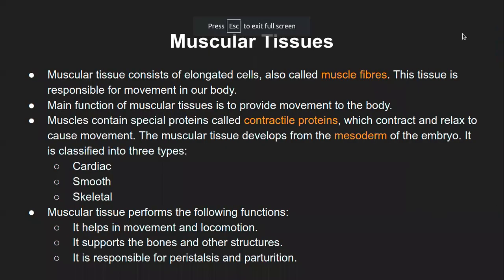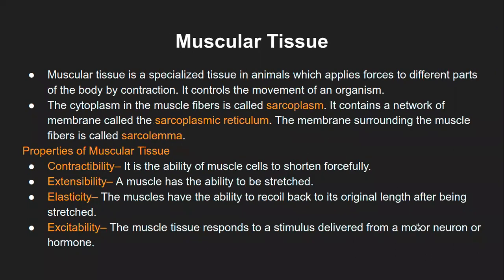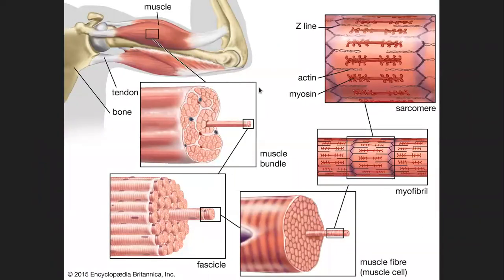Thank you. Okay, so you already know what muscles or muscular tissues are. Like in this diagram itself, it becomes very clear. Muscles, as a whole, are made up of smaller muscle bundles. Each muscle bundle is made up of different muscle fibers, also called muscle cells, and they are made up of myofibrils, which are nothing but proteins.